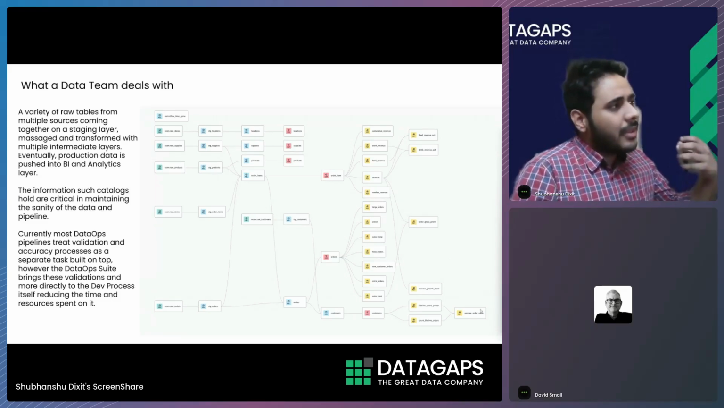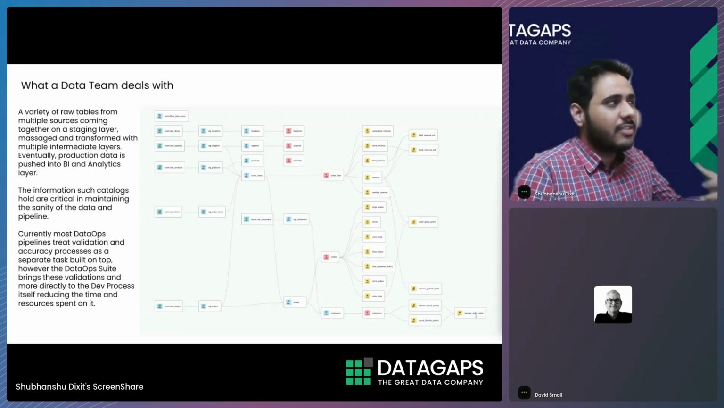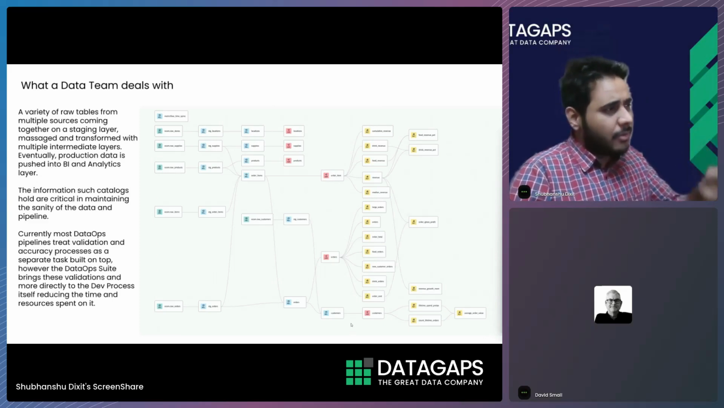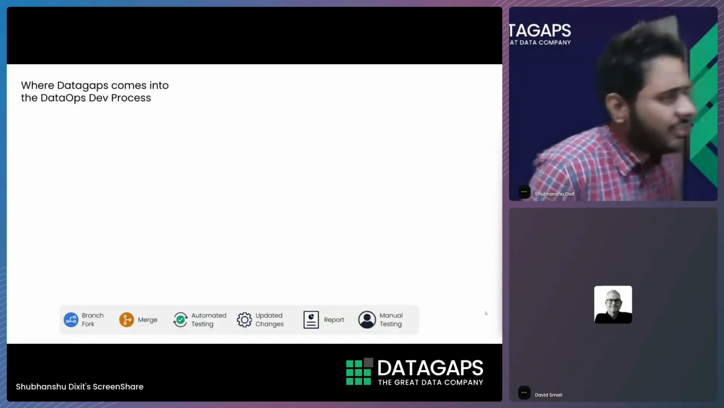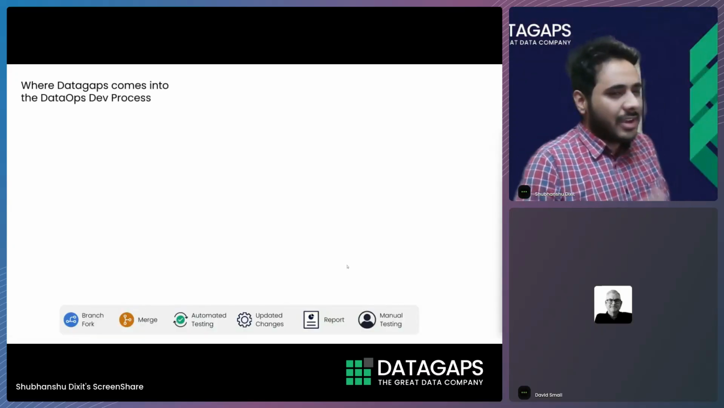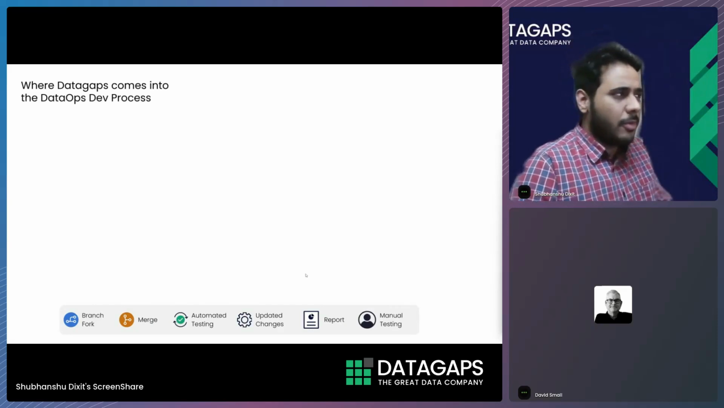We want to ensure that if the information of all the data sets, their transformation logic, mappings, and other aspects are present, we should be able to leverage that information itself. And we'll come to this diagram specifically in showcasing how we do that. The next thing we want to discuss, of course, is where exactly does Datagaps come in this DevOps process.